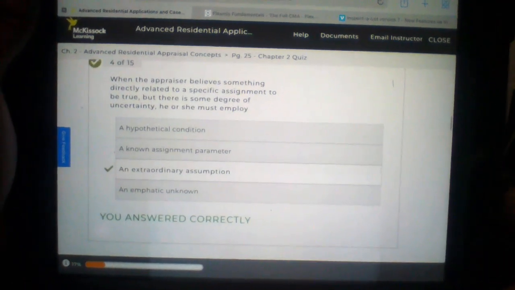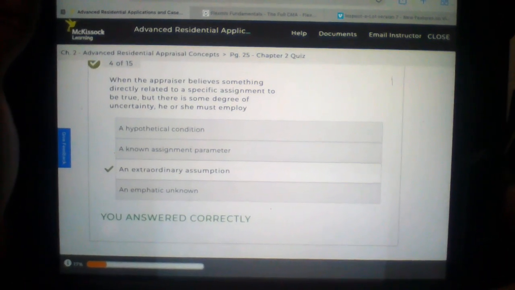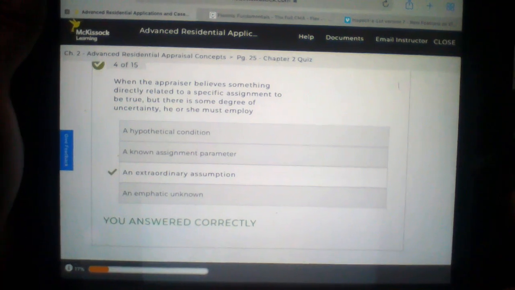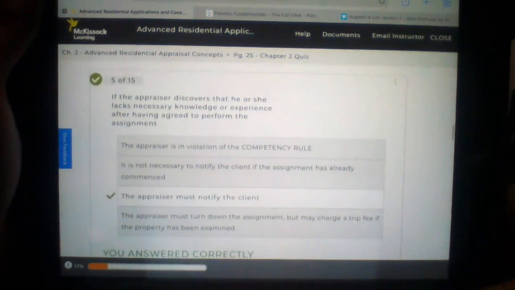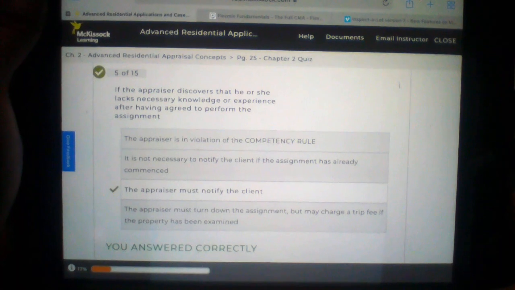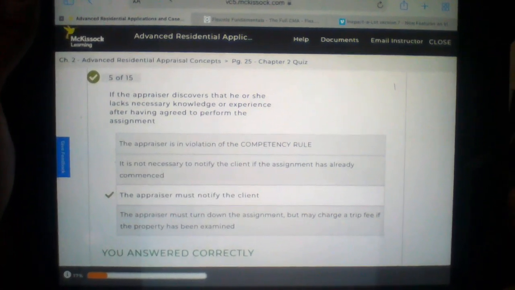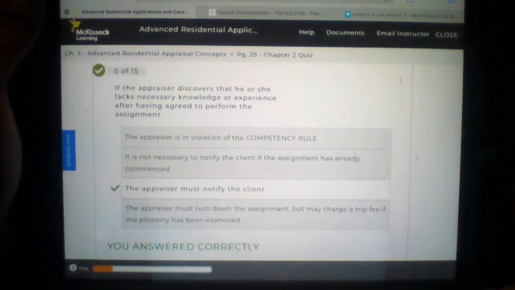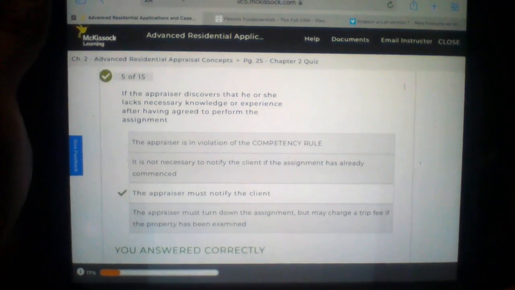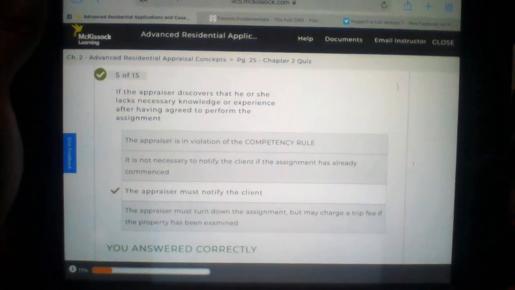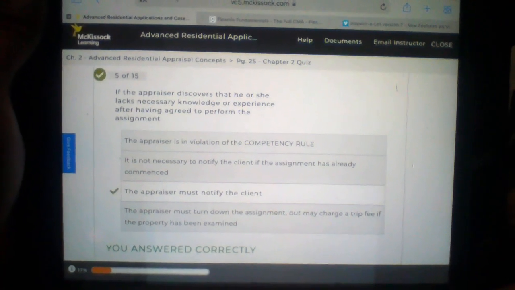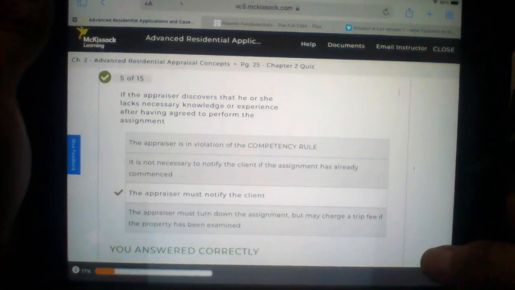Number 4, when the appraiser believes something directly related to a specific assignment to be true, but there is some degree of uncertainty, he or she must employ, you said, an extraordinary assumption, and that was correct. Number 5, if the appraiser discovers that he or she lacks necessary knowledge or experience after having agreed to perform the assignment, you said, the appraiser must notify the client, and that was correct.